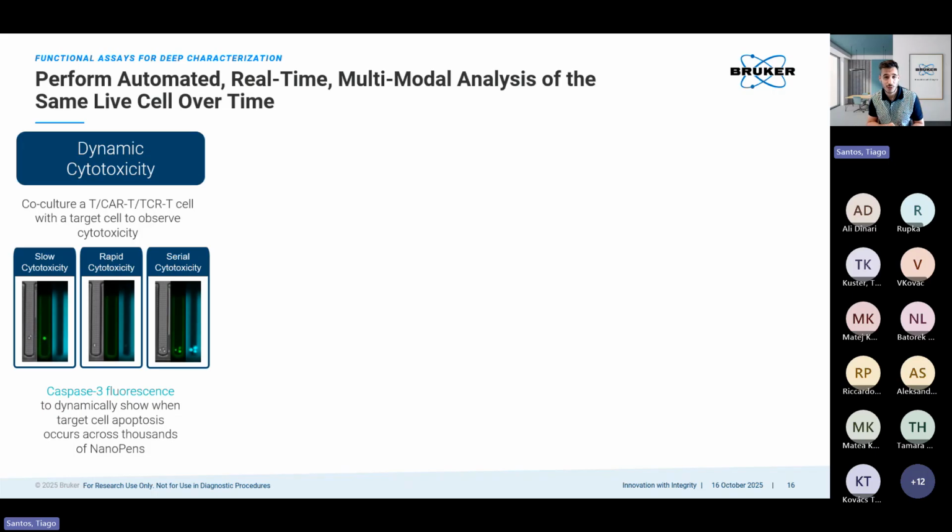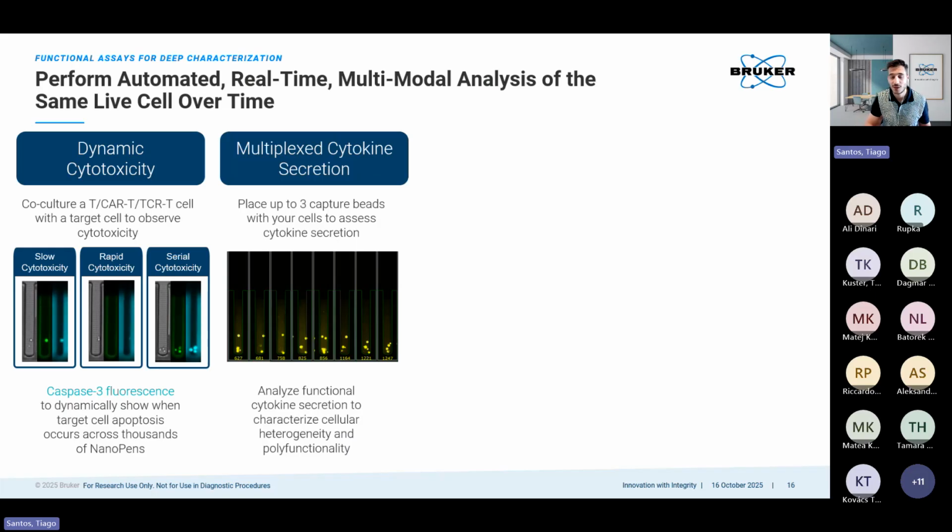The first one that I want to show you, we have already had a glimpse at the beginning of the presentation. It's this temporal dynamic cytotoxicity. It's this capacity of loading different cell types, different immune cells and cancer cells in each of these nanopens, and track exactly the contact between these cells and if the immune cell is capable or not of killing those cancer cells. And even more than that, you can actually track how much time each of these immune cells took to kill those cancer cells.